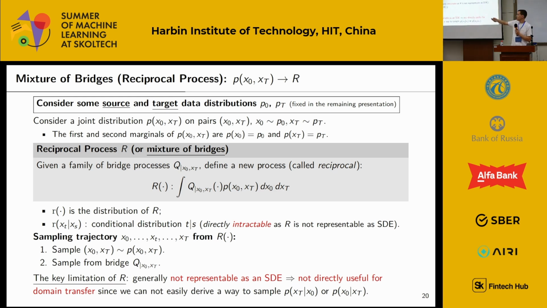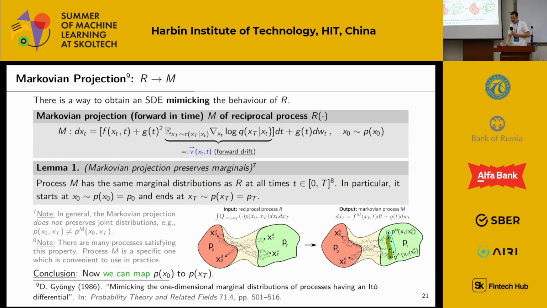Because to sample it, we need to know both start and end points. But on the next slide, we will discuss how this process can be turned into something useful for domain translation problem, just like in flow matching. We constructed an ordinary differential equation to learn such a process. And the thing which we are going to discuss is completely analogous to what we have in flow matching, but more complex because we work with stochastic stuff now.